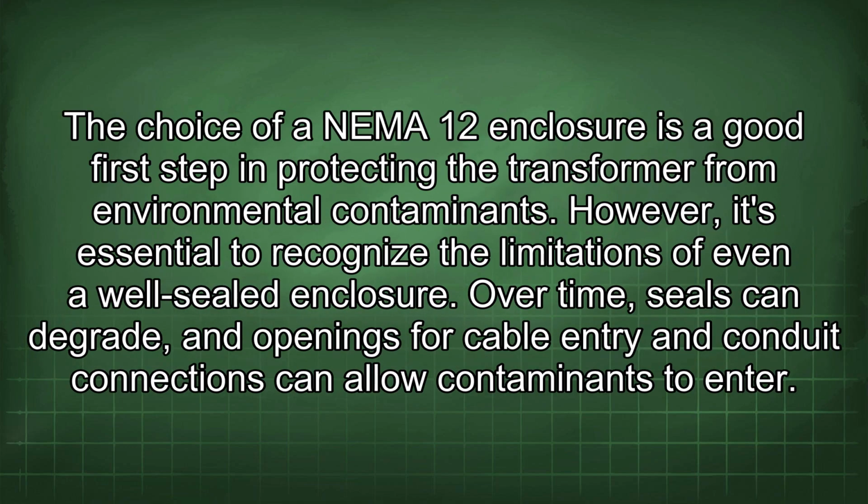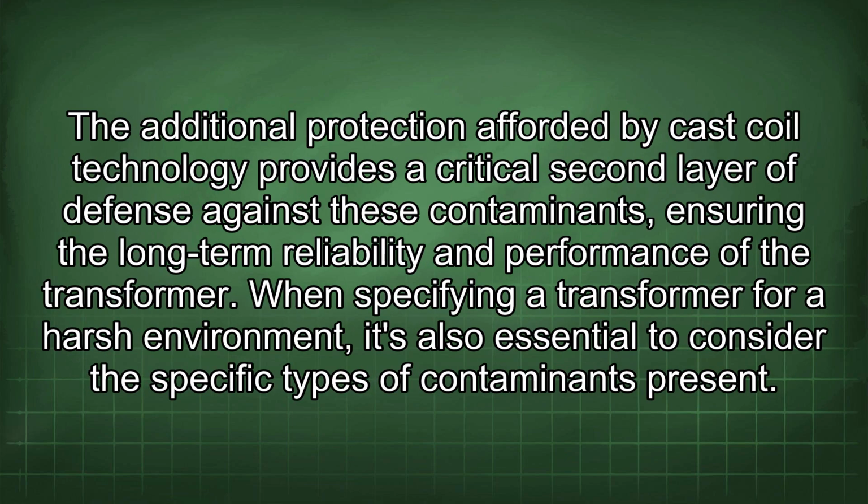The choice of an M12 enclosure is a good first step in protecting the transformer from environmental contaminants. However, it's essential to recognize the limitations of even a well-sealed enclosure. Over time, seals can degrade, and openings for cable entry and conduit connections can allow contaminants to enter. The additional protection afforded by cast coil technology provides a critical second layer of defense against these contaminants, ensuring the long-term reliability and performance of the transformer.